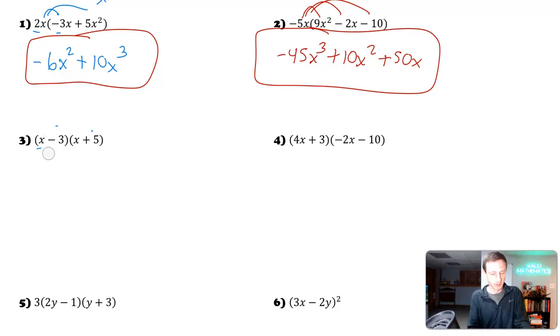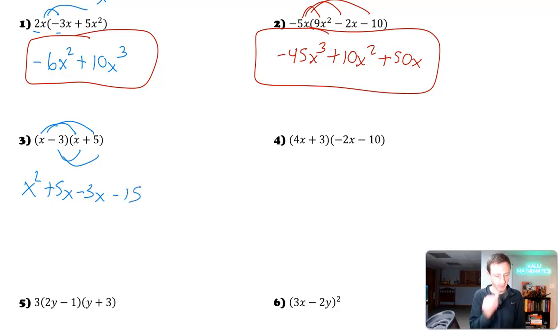Let me clean this up a little bit. So again, I did x times x, x times 5, negative 3 times x, negative 3 times 5. So I'll have x times x is x squared, x times 5 is 5x, negative 3 times x is negative 3x, negative 3 times 5 is negative 15.